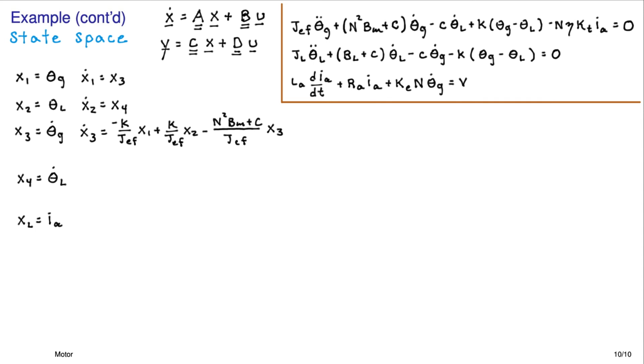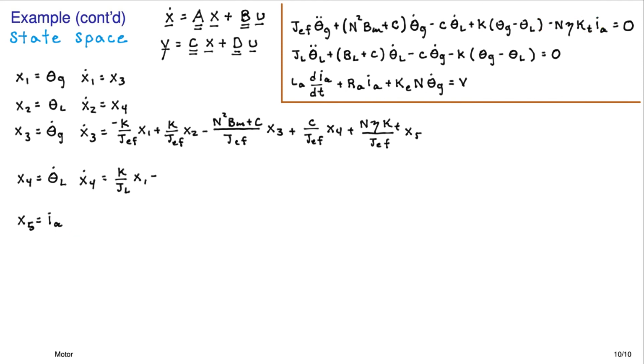And then I'm pulling out the theta G term. So I've got the n squared bm plus c over jf. We just got to keep track of those signs. That can get kind of tricky sometimes. And here's that term. x4 is theta L dot. And finally, the IA term, which is an x5. Doesn't really look like an x5 there. Let me make that look like an x5. Okay, so that's our x3 dot equation.